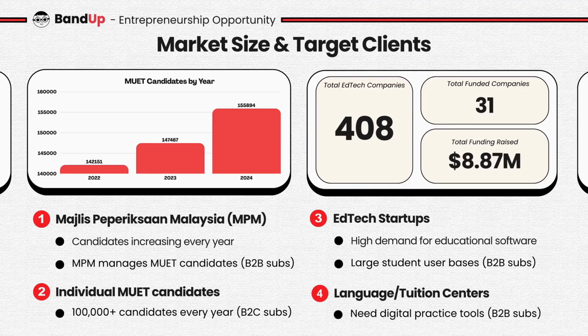So who are our target clients? There are 4 groups. First, Majlis Peperiksaan Malaysia, in short MPM. They are the ones who directly manage all MUET candidates. This is a B2B subscription opportunity. Second, individual MUET candidates. There are over 100,000 candidates every year. This is our B2C subscription market.